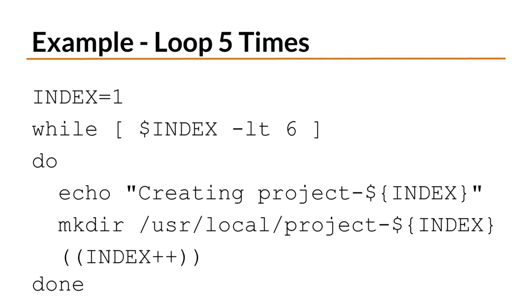This is done by using something called arithmetic expansion. You can enclose a mathematical expression inside double parentheses. The double plus sign is the increment operator and it simply adds 1 to the variable it follows. The first time this loop is executed, index will be incremented from 1 to 2. The next iteration of the loop continues because index, or 2, is less than 6. This repeats until index is set to 6 on the 5th loop. 6 is not less than 6, so the while loop is complete and the script will continue.